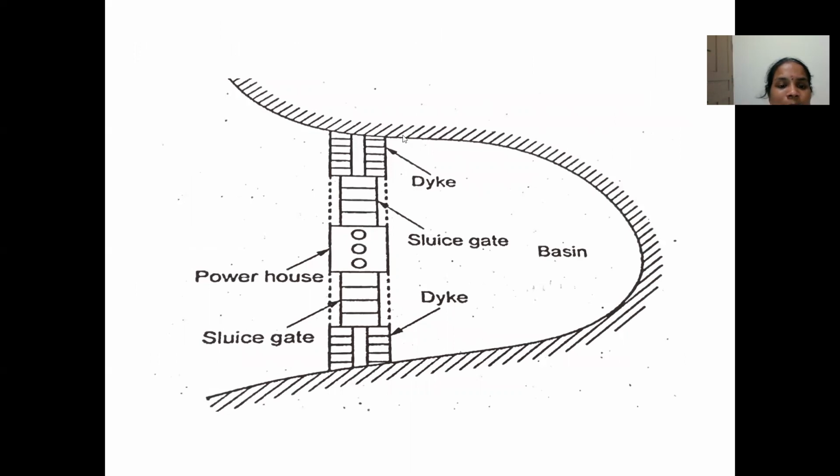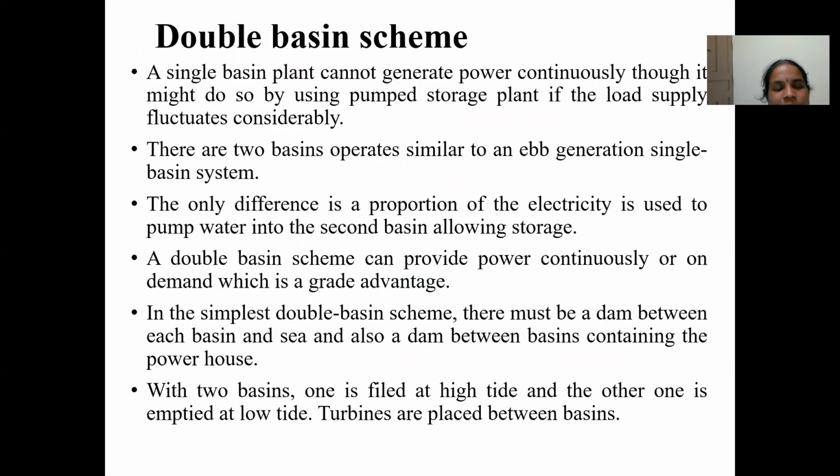This is a single basin system where the sluice gates are opened and the basin is filled through the upper sluice gate, and the lower sluice gate will be open and the rotor will be rotating. In the powerhouse, the generator is located and the electricity will be generated.